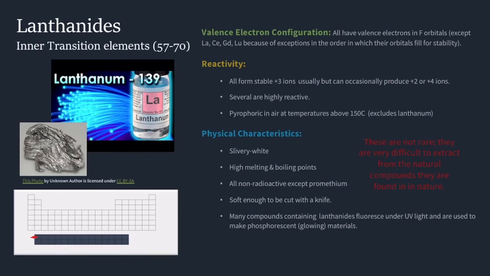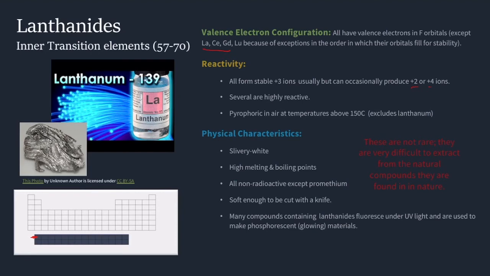The lanthanides are the top row here in the inner transition elements, and these are elements 57 through 70. They have valence electrons in their f orbitals, except for these elements right here, which have exceptions to their electron configurations because of stability issues. But all of the elements in the lanthanide series form stable +3 ions. Usually the +3 ion is formed; sometimes they can form a +2 or a +4 ion, but stable +3 ions are what's usually seen.